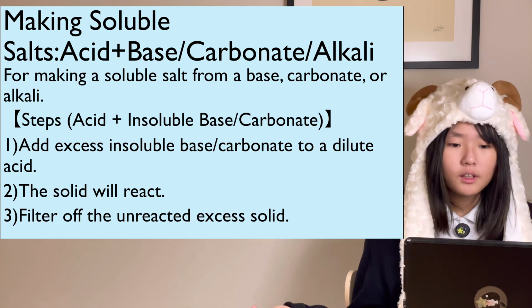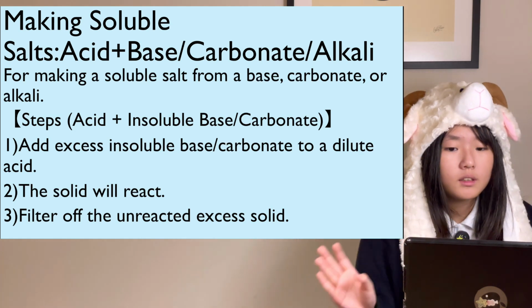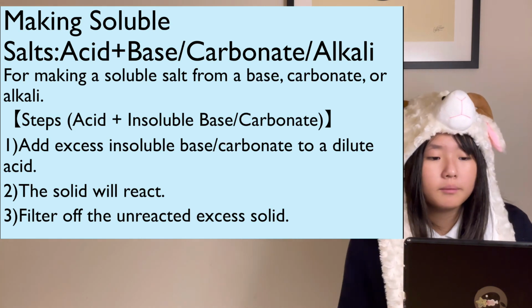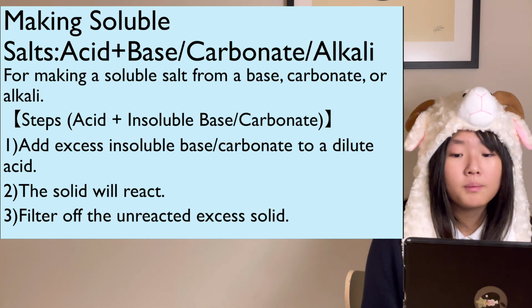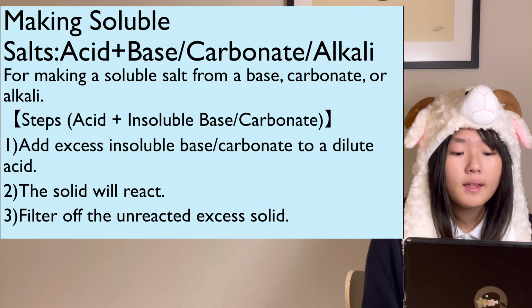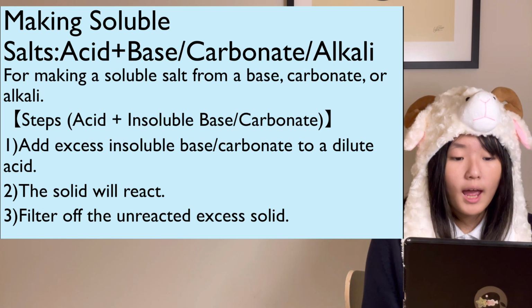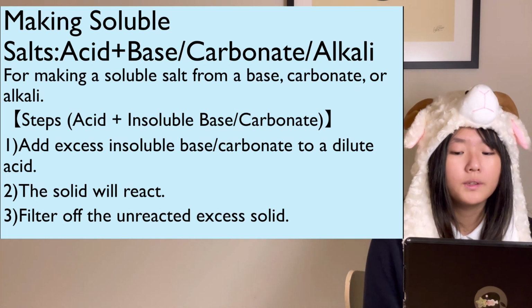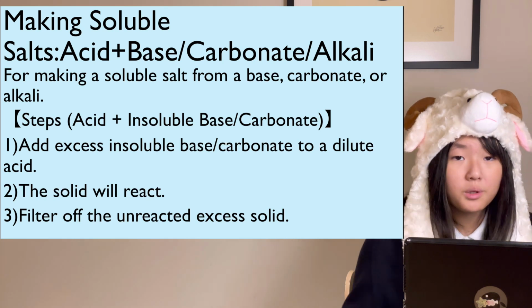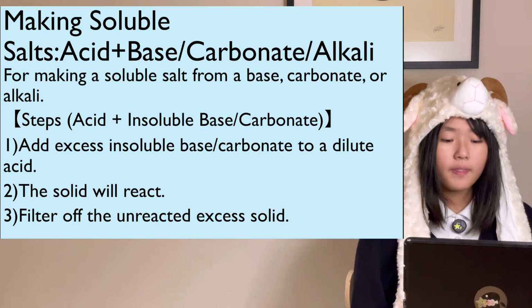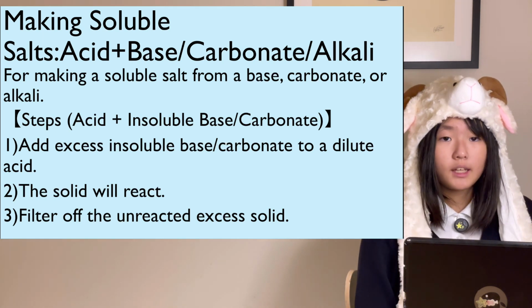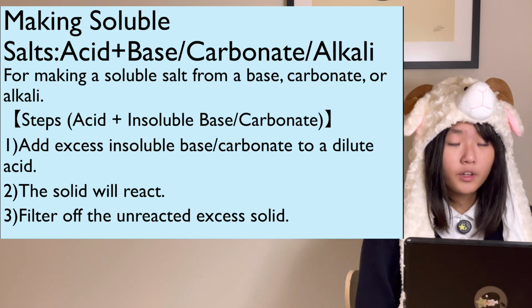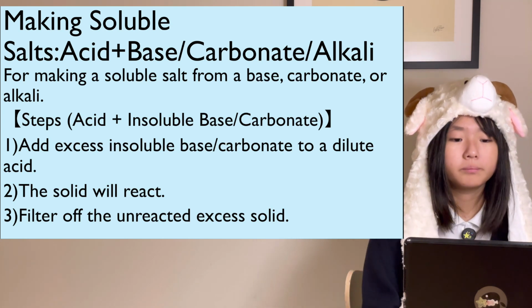Making soluble salts, which is an acid plus base, or carbonate or alkali. For making a soluble salt from a base, carbonate, or alkali, the steps are add excess of the insoluble base or carbonate to a dilute acid. Then the solid will start to react. Then filter off the unreacted excess solid using a funnel lined with filter paper.